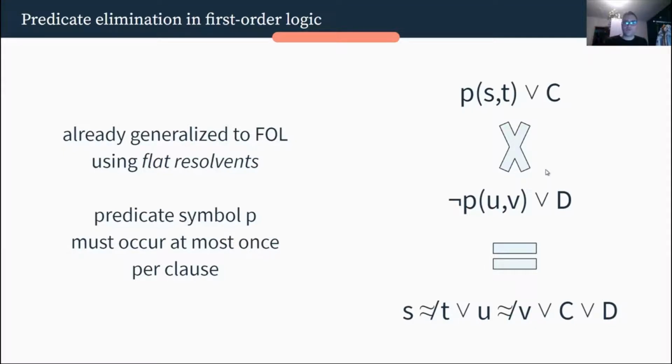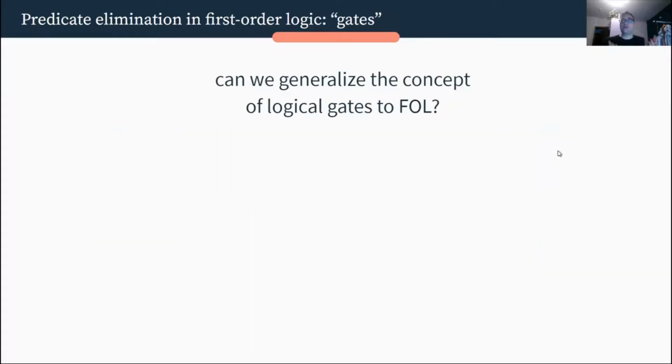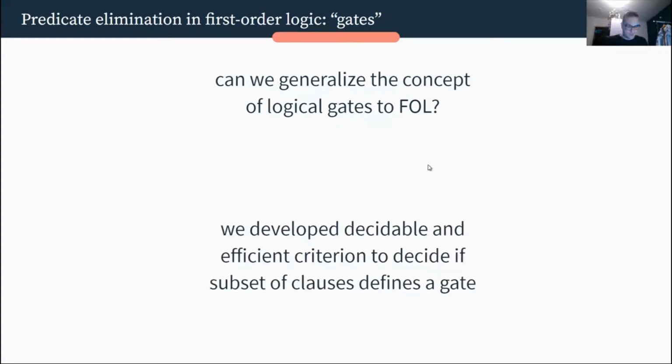But coming back to our questions, so the first question that we ask ourselves is, can we lift this optimization, which is, can we somehow generalize the concept of gates to first order logic so that we have more optimized predicate elimination? And the answer is yes. So how do we do this? Well, we have this definition of a definition set, which is a generalization of gates, and together with it we have an efficient procedure to check if something is a definition set or a gate.